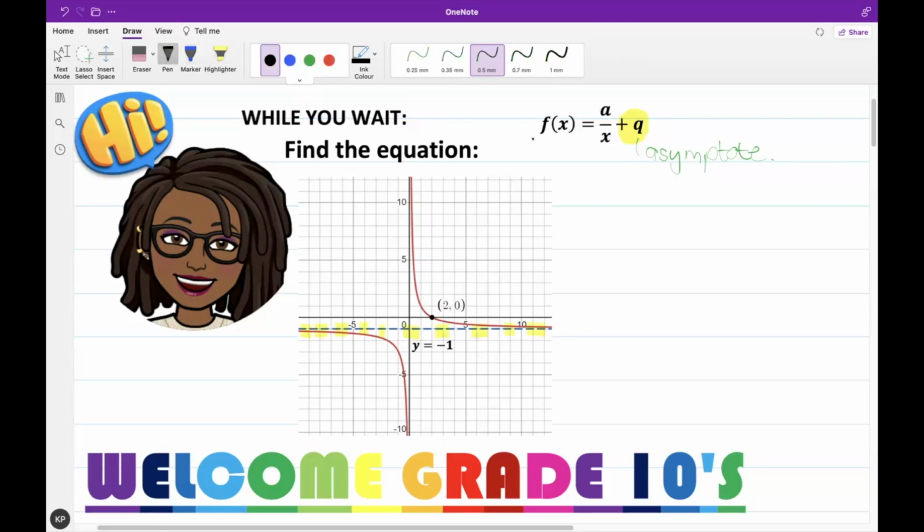So we can already substitute -1 into the equation of the graph. So I'm going to write this down. f(x) is equal to a over x minus 1. What other information have we been given on this graph? If you look at it, we've been given one other piece of information, and that is a point, a coordinate, this one over here. And we've been told that that coordinate is (2, 0).